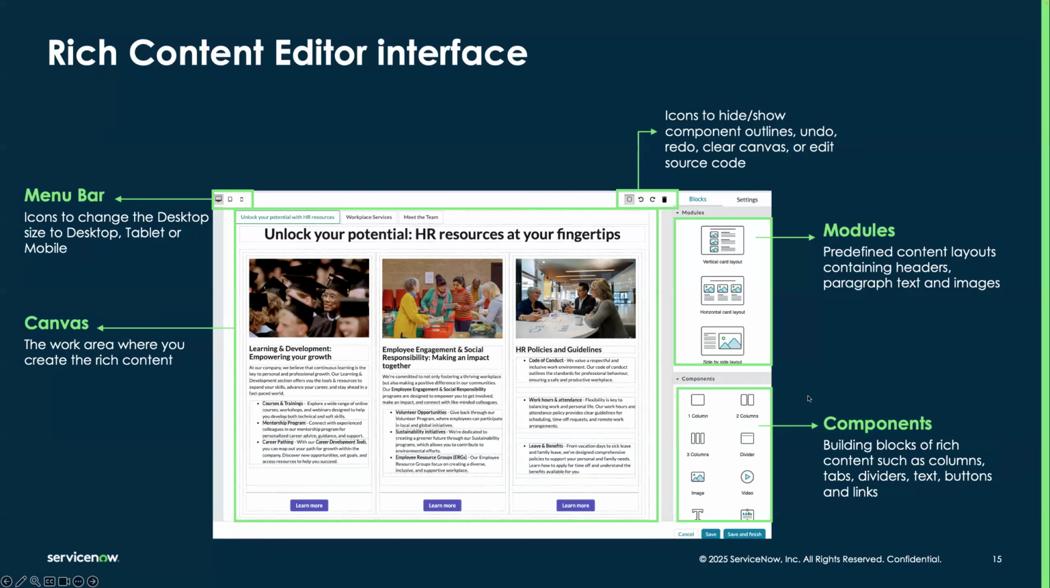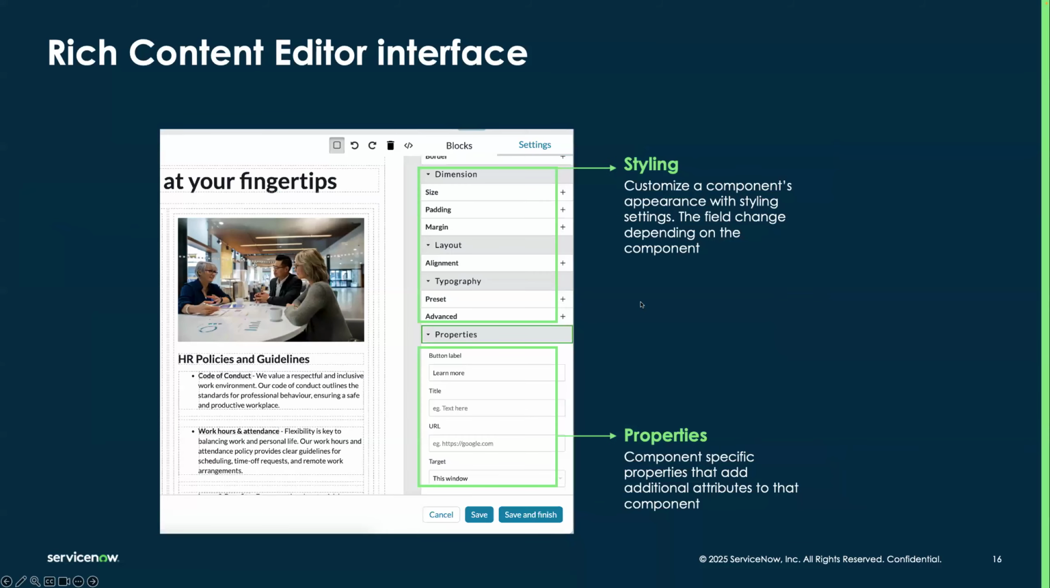On the bottom right, you can see the components. These are the building blocks of your rich content. You have components such as columns, two column, three column, divider, images, accordions, list, videos, links, and link blocks, and everything you need to build these beautiful microsites. All of these components are available here. That was the blocks tab that I was discussing.